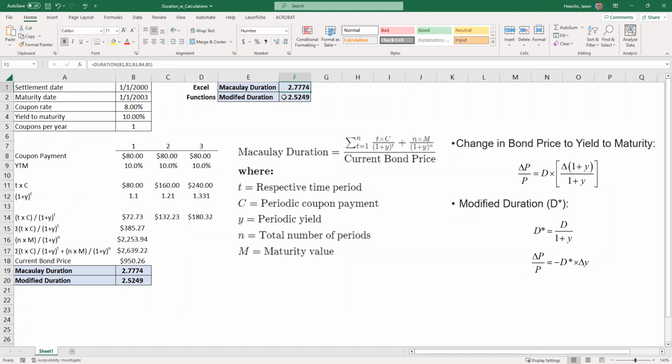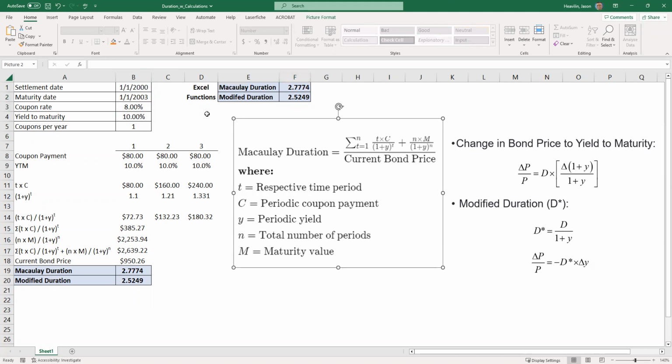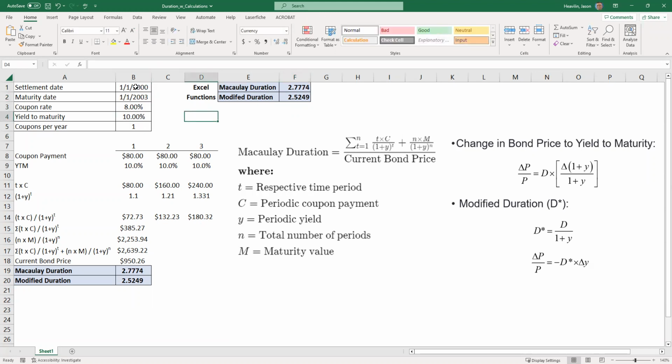Then we have the modified duration. Same inputs. Settlement, maturity, coupon, yield, and frequency. And you get the 2.5249. Okay, so that's how you would use Excel functions with those pieces of information.